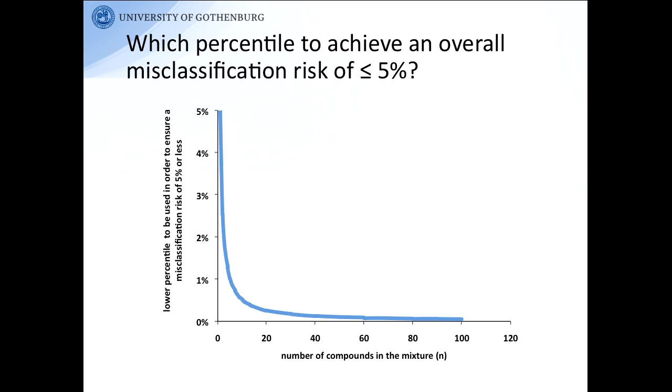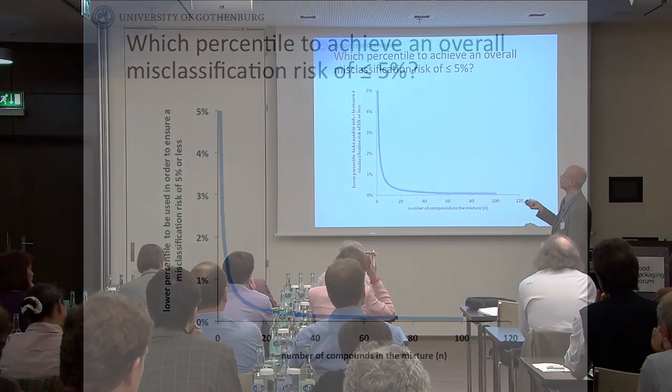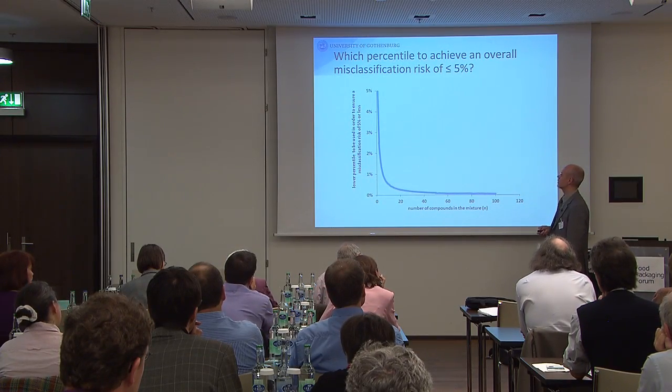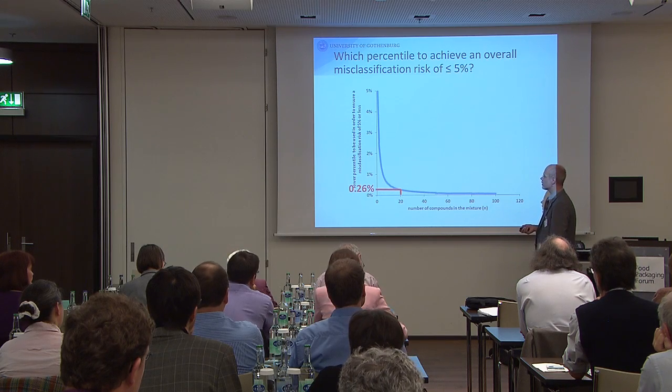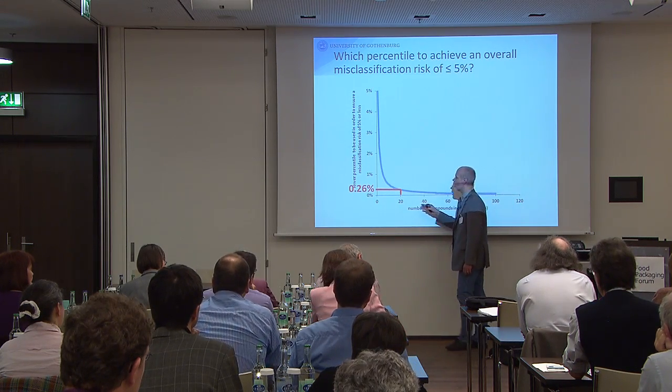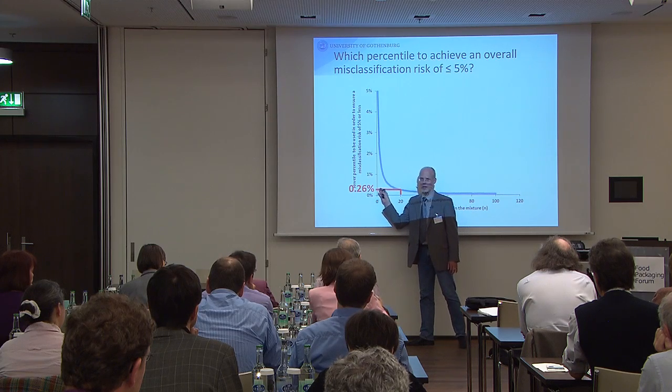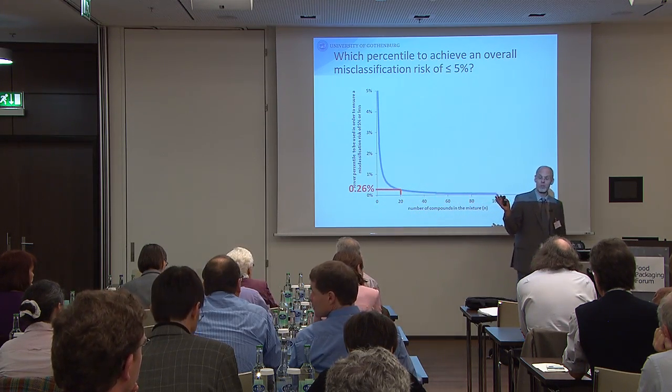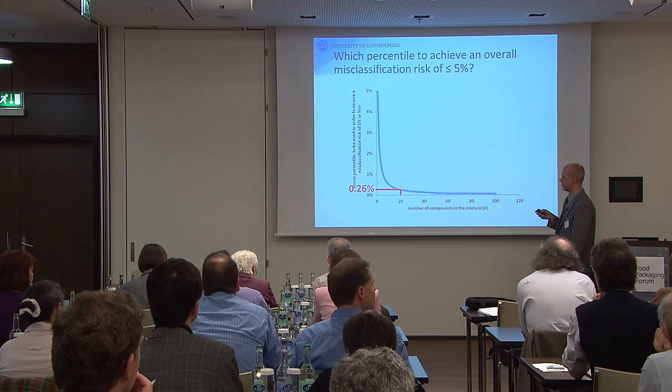We have a one-compound mixture, where we have a 5% misclassification, which is what we accept. And the more compounds we have in the mixture, the lower the percentile we have to use. So the more compounds, the lower the percentile per compound, so that we end up with a total misclassification risk of 5%. For example, for a 20-compound mixture, we would need to go down to the 0.26% percentile, which is something that we can't really calculate from the amount of data that we have.